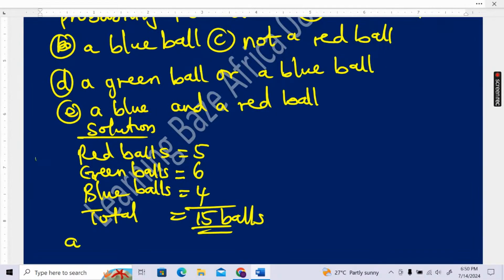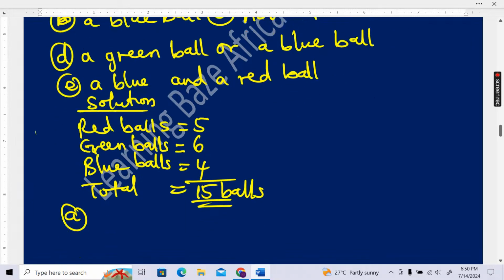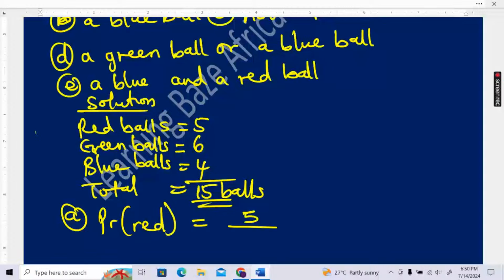Now, a ball was chosen at random. What's the probability that the ball is red? So we're going to write probability of red in brackets equals the required outcome, red, by the total number. Don't forget that we have 5 red balls, then the total number is 15. So you can reduce to the lowest term by dividing by a common factor. That's divided by 5, divided by 5. So that's equal to 1/3. So the final answer is 1/3.